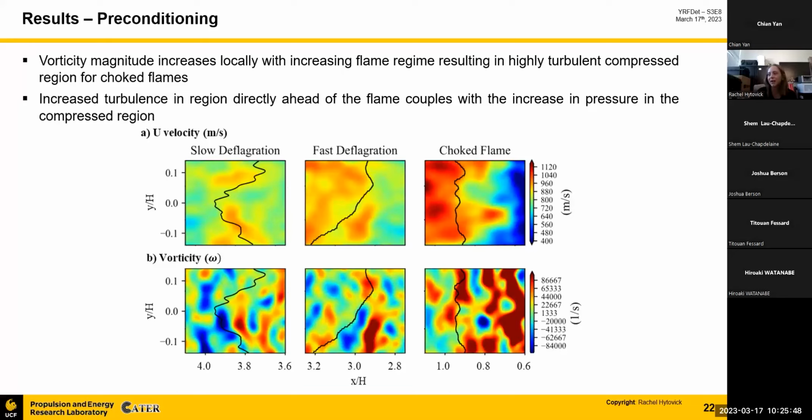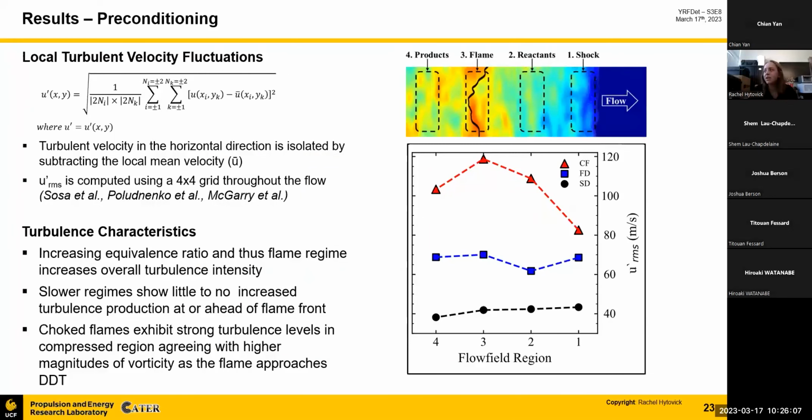And so with that one, we can pretty clearly see where the flame is from the vorticity alone, which means that ahead of the flame for these choked cases, we are seeing a lot of vorticity production between the shock and the flame, which is likely heating up our compressed region, making it ideal for a hotspot to form. So then going into those turbulent fluctuations a little bit more.